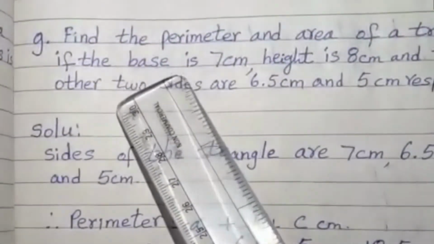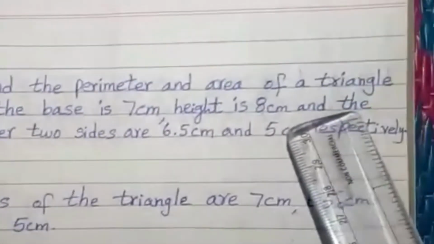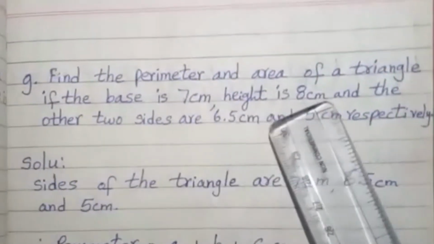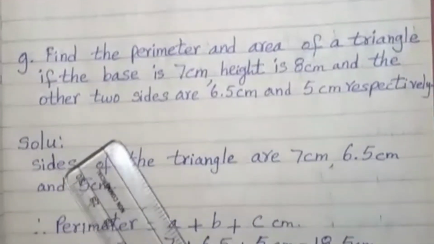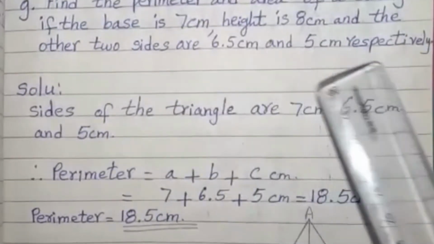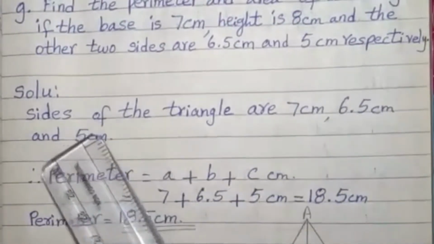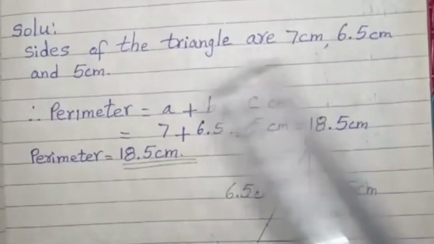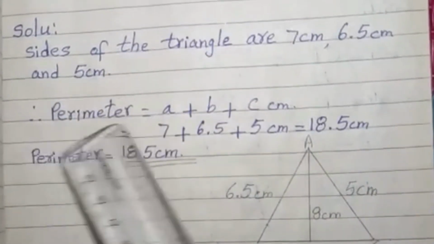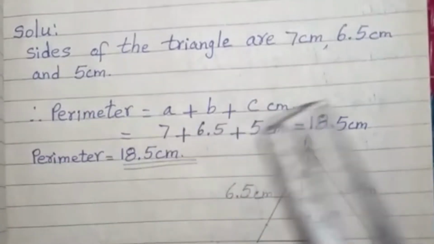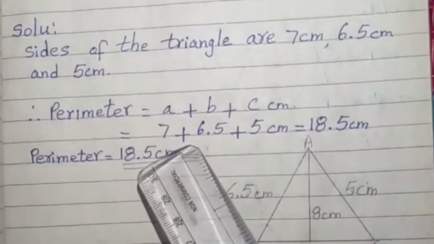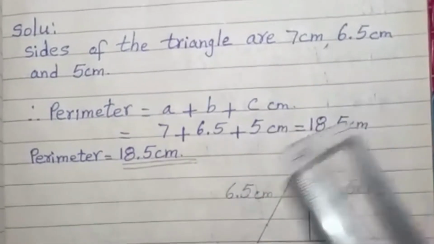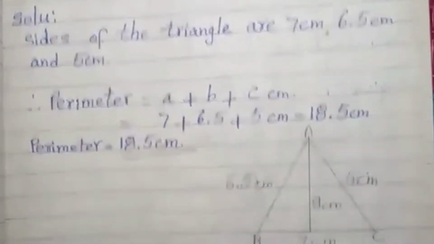Find the perimeter and area of a triangle, if the base is 7 centimeters, height is 8 centimeters and the other two sides are 6.5 centimeters and 5 centimeters respectively. Solution. Sides of the triangle are 7, 6.5 and 5 centimeters. Perimeter is equal to a plus b plus c centimeters. That is equal to 7 plus 6.5 plus 5 centimeters is equal to 18.5 centimeters.